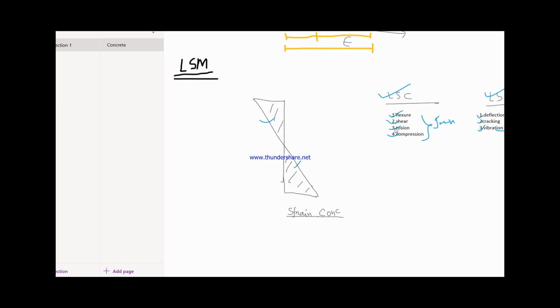So here I am going to finish the limit state method.